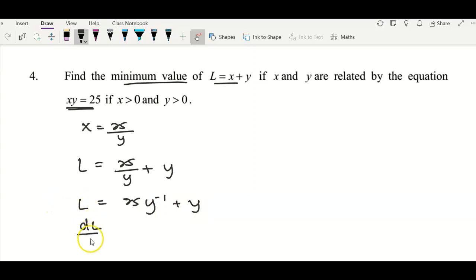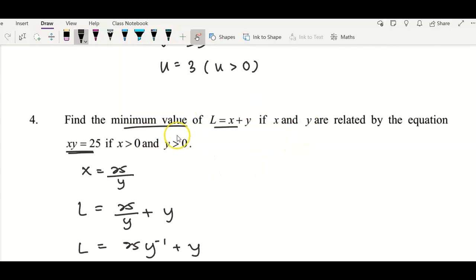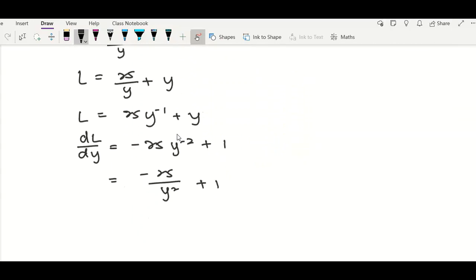Then find dL/dy. We got -25 y to the power of -2 plus 1. Then if you want to simplify, go ahead: -25 over y squared plus 1. This is the dL/dy. And we wish to find the minimum value of L, meaning that we need to let our dL/dy equate to 0.